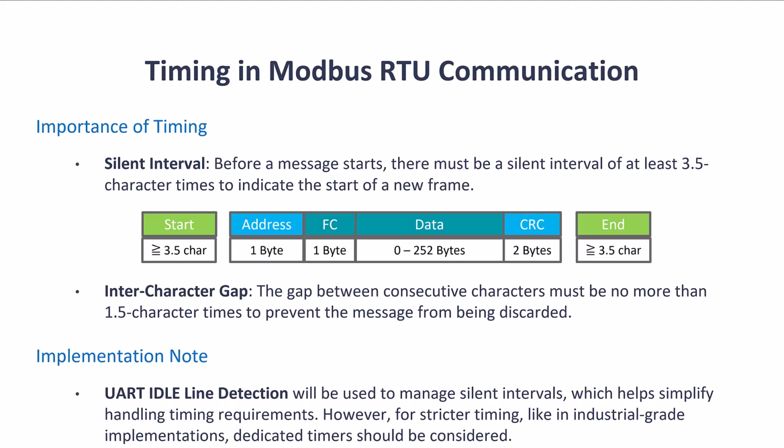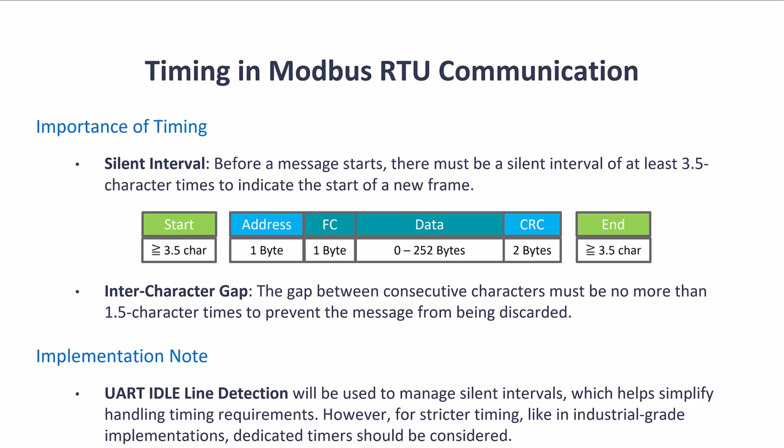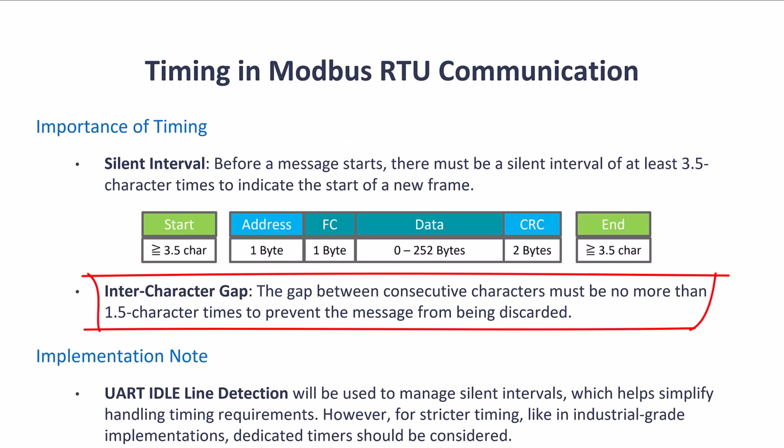Now let's cover timing, which is just as important as the data itself. First, there's a silent interval. Before a message can begin, the bus must be silent for at least 3.5 character times. Then, during a message, there's an intercharacter gap. No more than 1.5 character times can elapse between bytes. If the gap is too long, the receiver assumes the frame is broken and discards it.